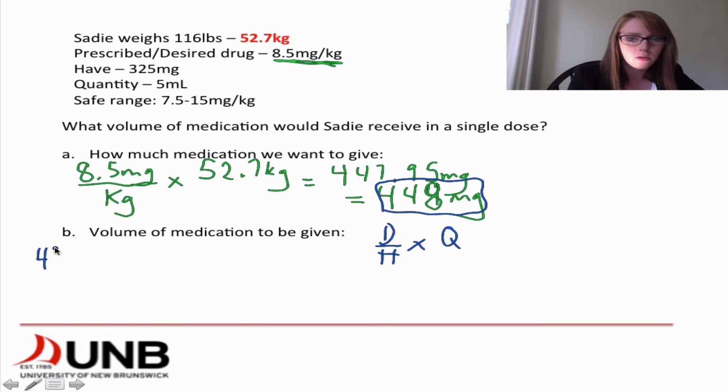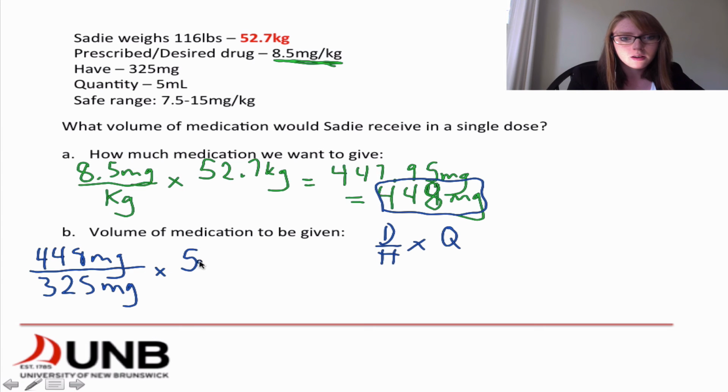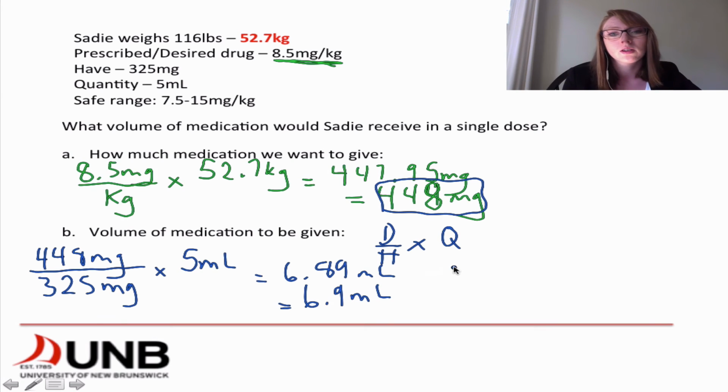All right, so let's calculate that out. So we want to give 448 milligrams. What we have is 325 milligrams times 5 mils. So when we draw this up and do this math, we find that our answer is 6.89 mils. And with this, if you watch my other videos again, we know that when we're drawing up something that is greater than 1 mil, we have to round to the 10th position. So we're going to round this up. We know that we are going to be giving 6.9 mils to equal 448 milligrams.